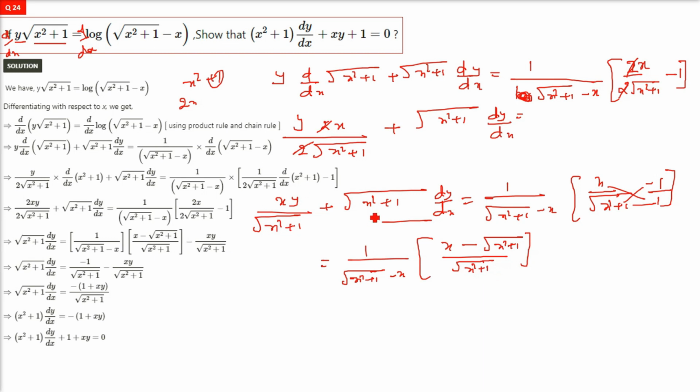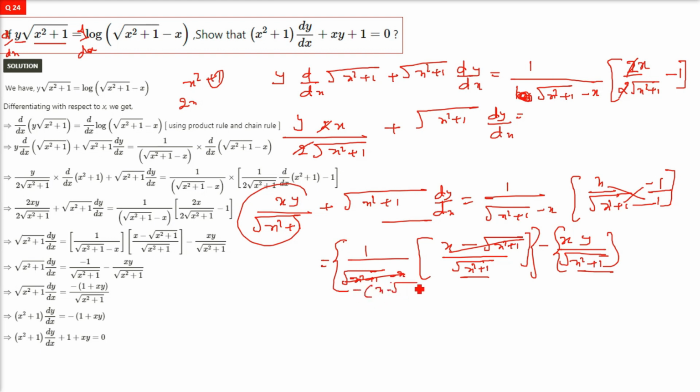Okay. Now this we are bringing on the right hand side. So minus xy divided by under root x square plus 1. So these 2 get cancelled, and under root x square plus 1. So there are two things. One is under root x square plus 1 you can take common. And in the first term, under root x square plus 1 minus x, this you can cancel out because they are the same. And you can take 1 by under root x square plus 1 common.